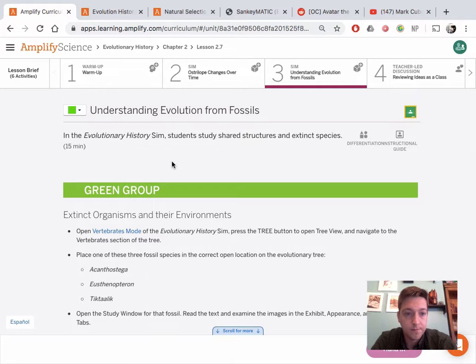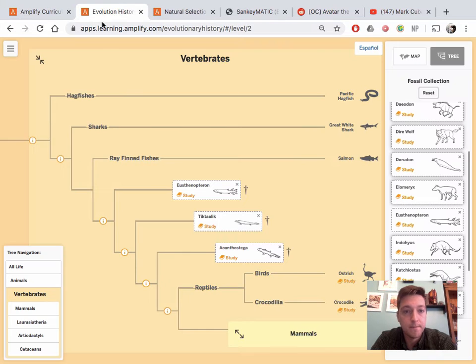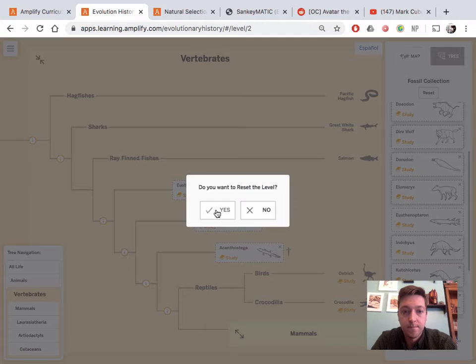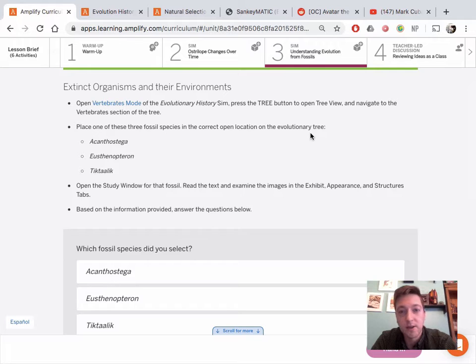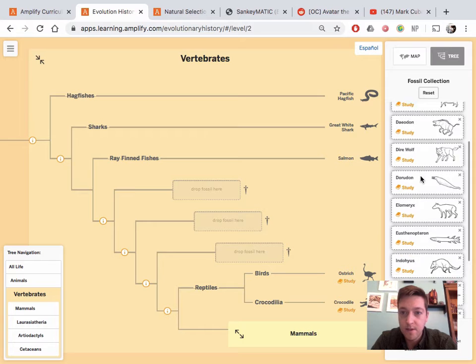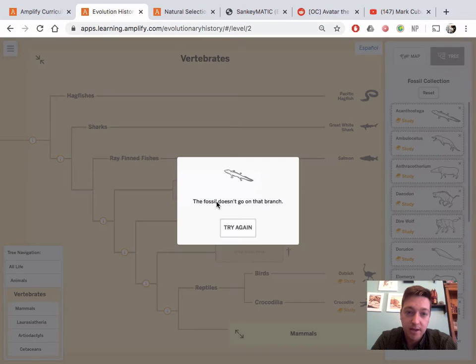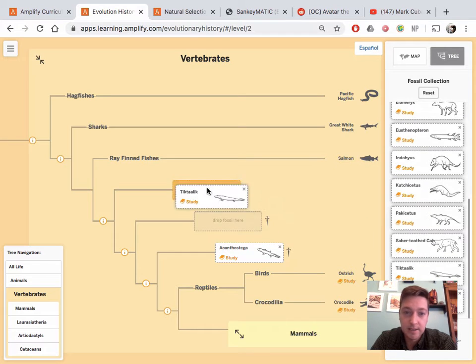So let's go over part three for the green group. We're going to open vertebrates mode of the evolutionary history sim. Now we're going to place these 3 fossil species in the correct open location: Acanthostega, Eusthenopteron, Tiktaalik. So if you're in vertebrate mode, let's first do Acanthostega. Doesn't go there. Doesn't go there. Does go there. Let's do Tiktaalik. Does not go there. Does go there. And Eusthenopteron goes there.